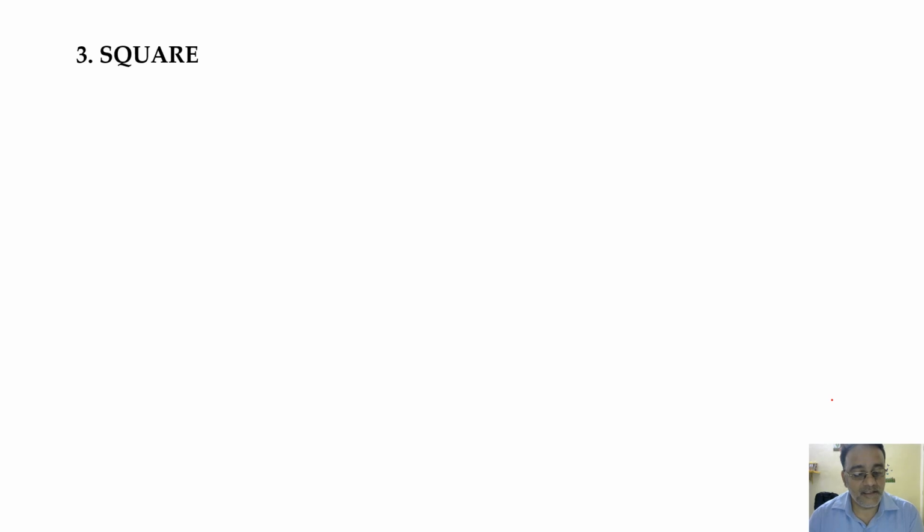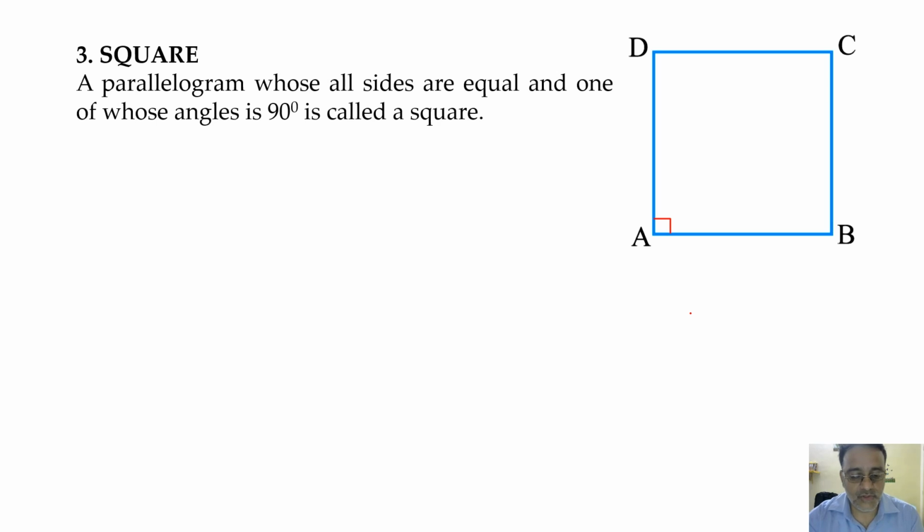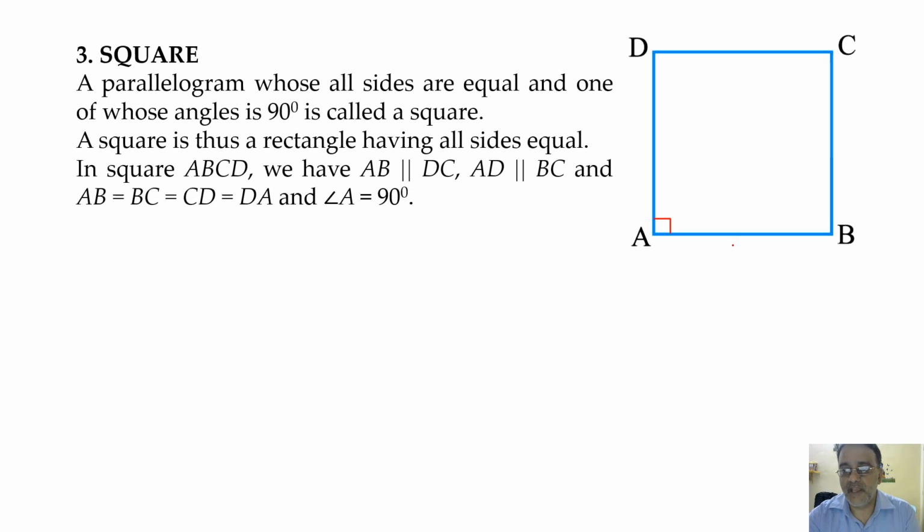Square is a parallelogram whose all sides are equal. Okay, all sides are equal and one of whose angles is equal to 90 degrees. Right? So actually a square is a rectangle in which length and breadth both are equal to each other. So it is a special type of rectangle having all sides equal. In the given square ABCD, AB is parallel to DC and AD is parallel to BC, and all sides are equal and the angle is equal to 90 degrees.